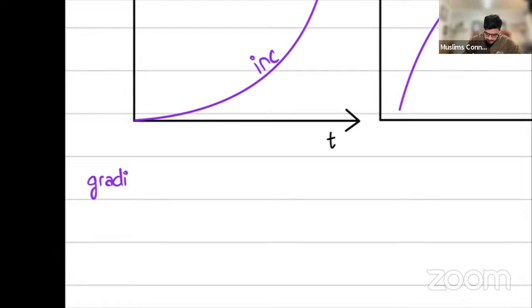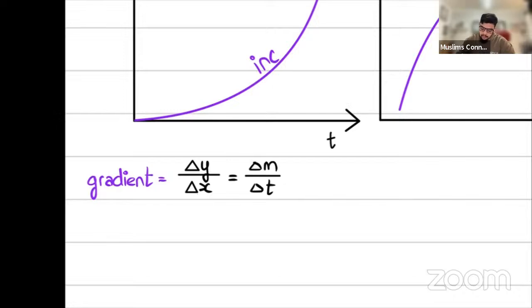if we talk mathematically, always in physics and chem, you can calculate gradient like this. It's the change in the y-axis. Okay, just like how it is in maths, y2 minus y1, but now we call it the change in the y-axis, whatever value is there, divided by the change in the x-axis, whatever value is there. So in this particular case, it's change in m divided by change in t. Okay, and that's the rate at which mass is changing.